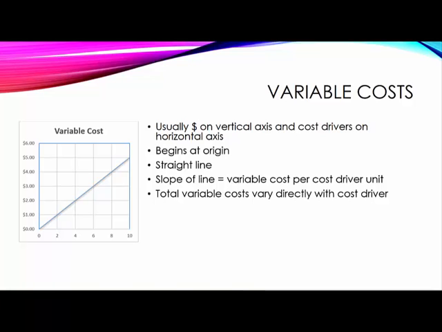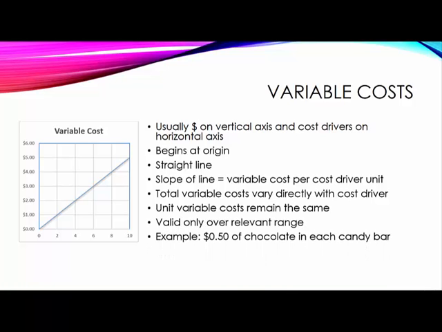That's 50 cents a cost driver. If I have 4 cost drivers, I have $2. That's 50 cents a cost driver. The unit variable cost remains the same, 50 cents a cost driver. It's valid only over the relevant range. And my example here is 50 cents of chocolate in each candy bar. So my equation is y equals 0.5x plus 0.